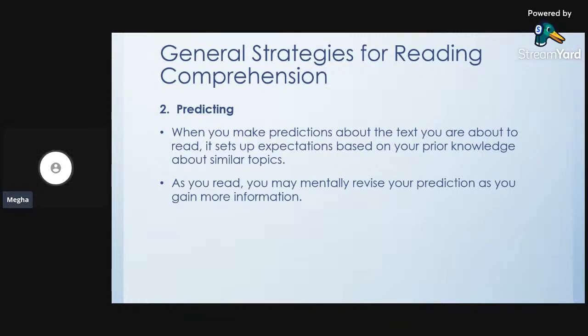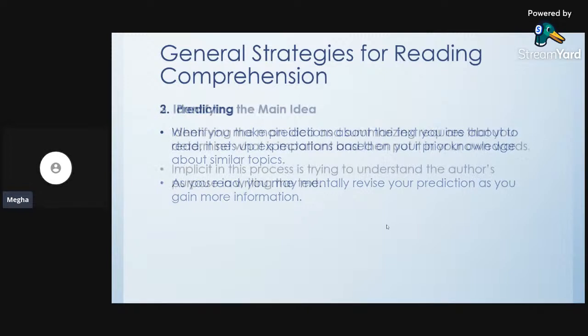When you know something about the given passage, it provides a framework for the given comprehension. So as you read, you may mentally revise your prediction as you gain more information. When you already have some knowledge about it and start reading the passage, you will start relating to what you already know, so it will be easier for you to understand.